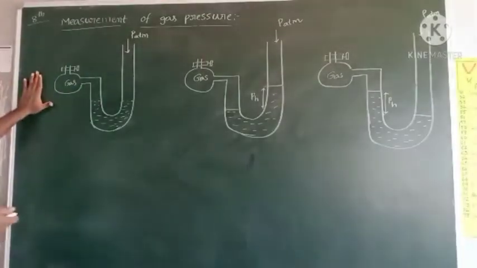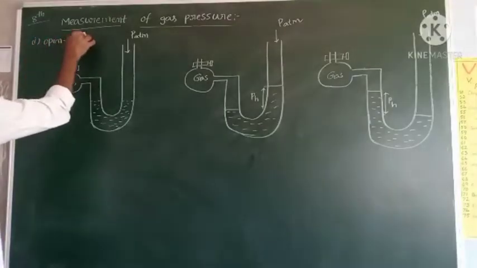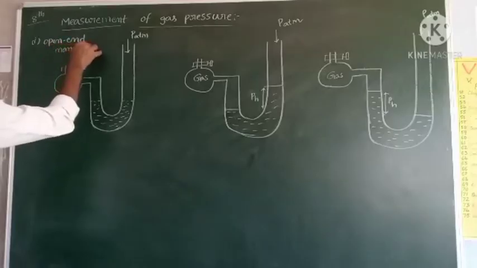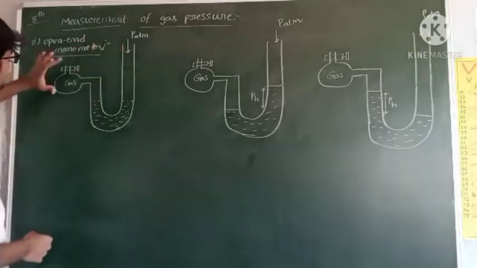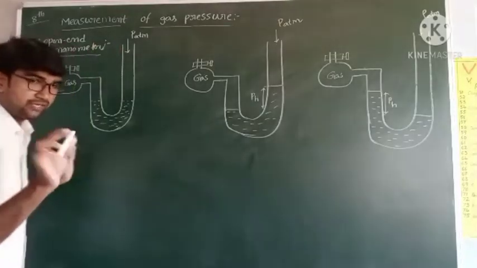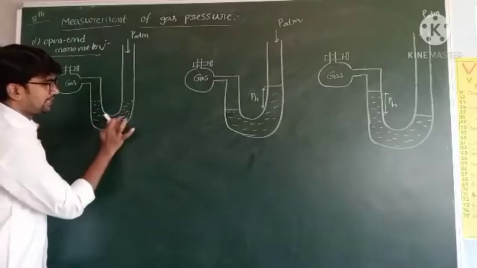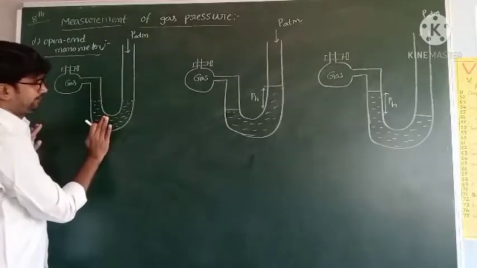Okay, see all of you. This is one manometer. What type of manometer is it? Open end manometer. Open end means one side is open. Listen all of you carefully. This is one liquid. One liquid is present in the manometer.